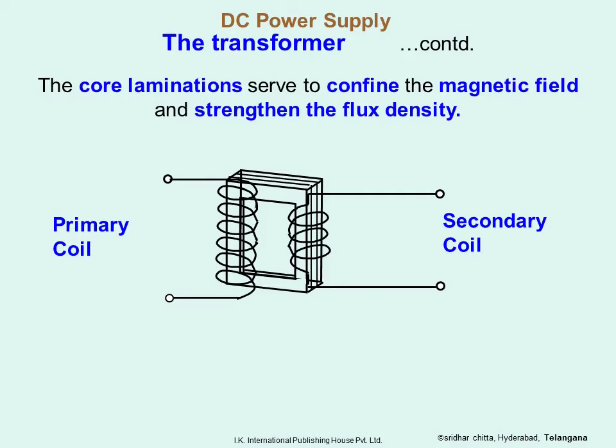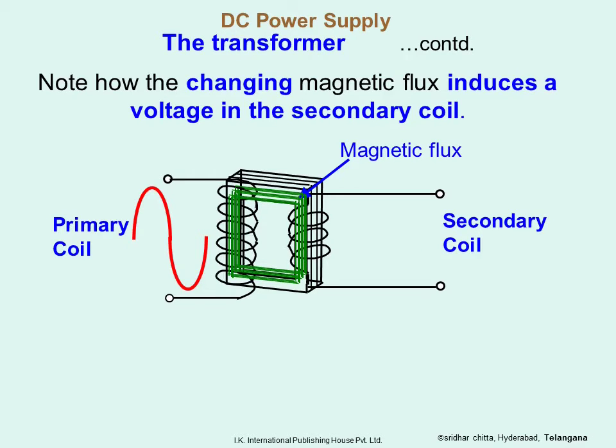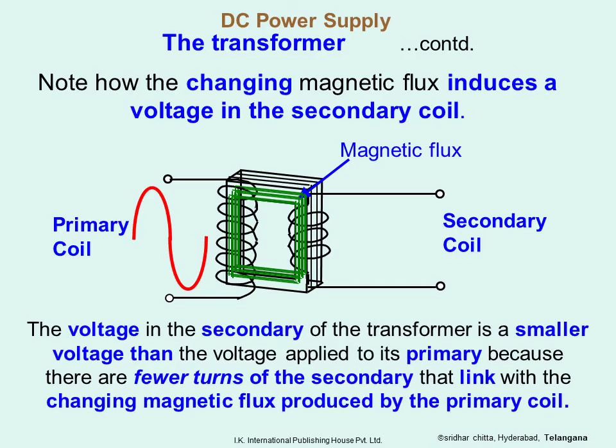The core laminations serve to confine the magnetic field and strengthen the flux density. Note how the changing magnetic flux induces a voltage in the secondary coil. The voltage in the secondary of the transformer is a smaller voltage than the voltage applied to the primary because there are fewer turns of the secondary that link with the changing magnetic flux produced by the primary coil.